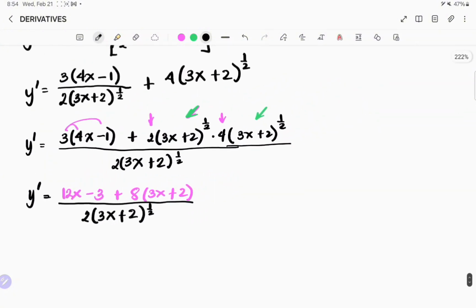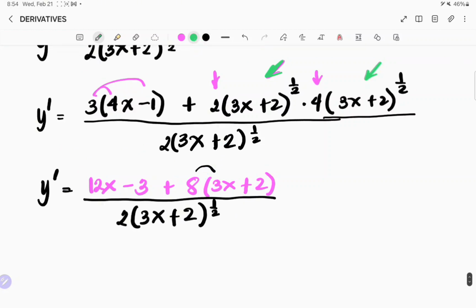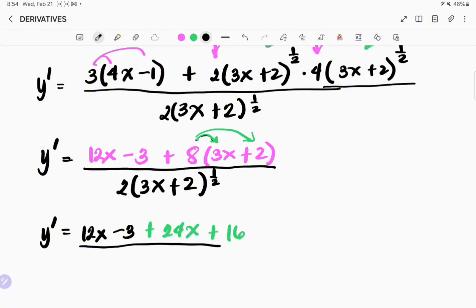Now we still have to distribute this outer factor 8 inside the quantity. It will give us this line of solution. Y prime is equal to 12x minus 3 plus 24x plus 16 over 2 times 3x plus 2 raised to 1 half.